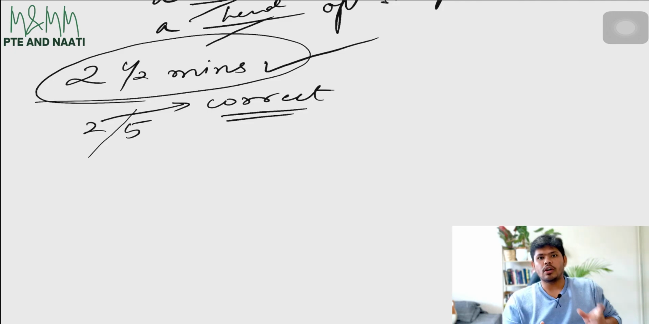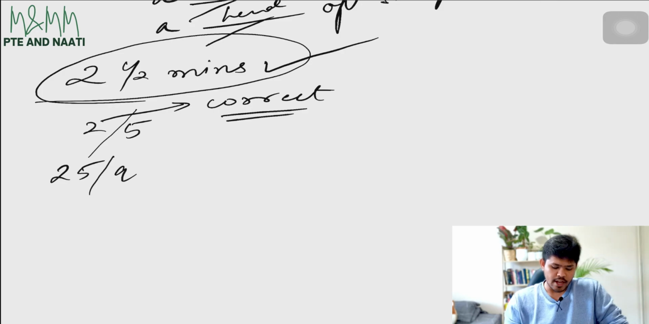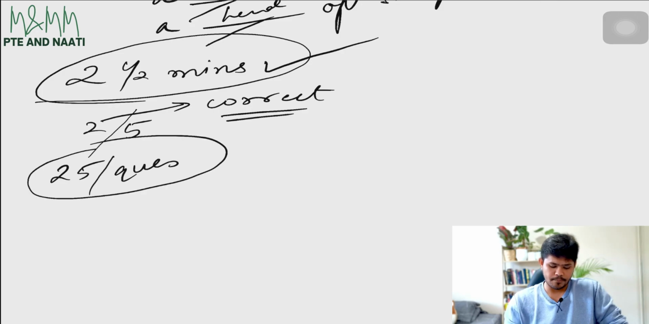I need to jot down that list of collocations every single day. And I used to practice 25 questions per day for reading and writing. That was my thing. You can do more than that, not a problem. You can do less than that, but I feel 25 a day is good.